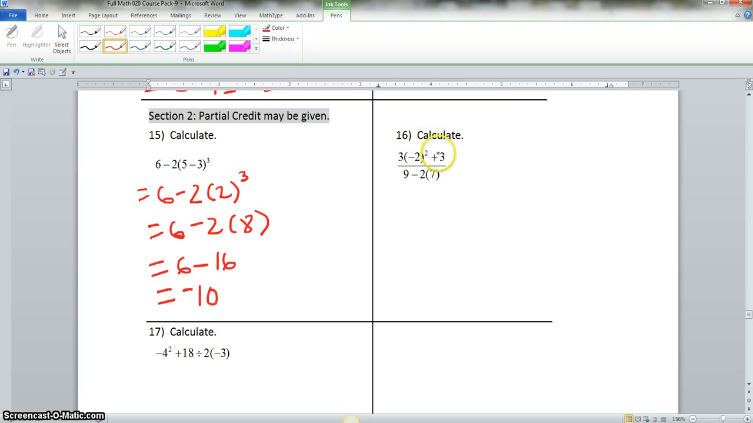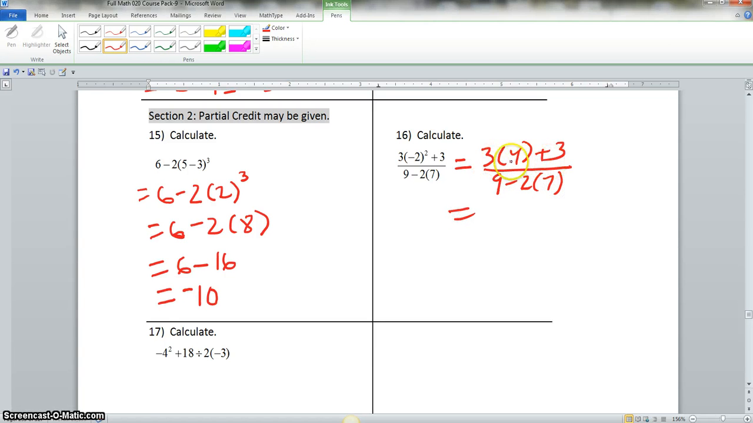Now we come to 16 here. Now we're going to do the numerator and denominator of this fraction separately. So we'll do the top first. We have multiplication, exponent, addition. Now, we know we would do the exponent first. Parenthesis negative 2 squared would be parenthesis negative 2 times parenthesis negative 2, which is positive 4. So it'd be 3 times 4 plus 3 all over 9 minus 2 times 7.